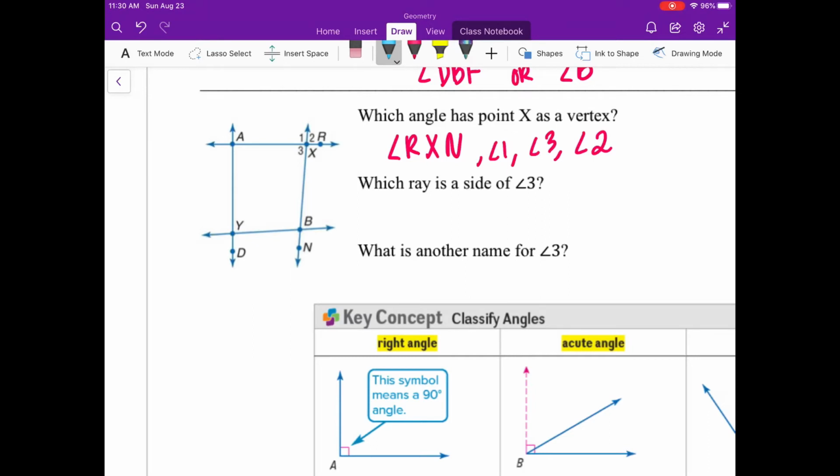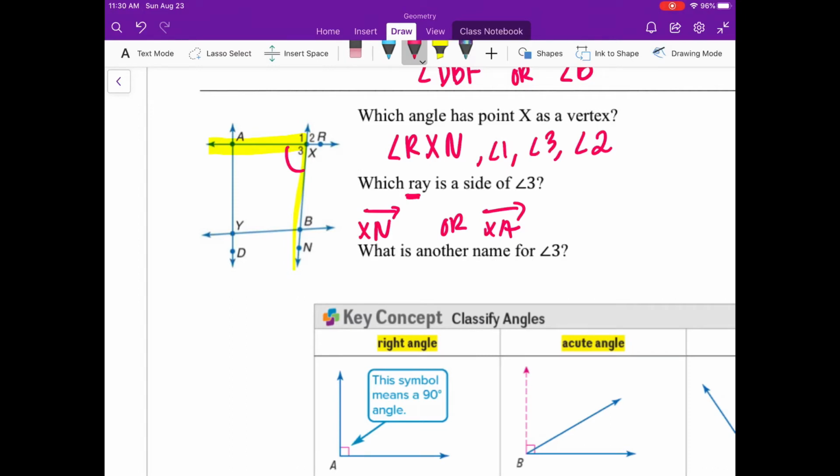Which ray is a side of angle 3? So angle 3 is right here, because 3 is in the middle. So we need to name a ray. So we have two rays. We can say XN, or you could say XA.